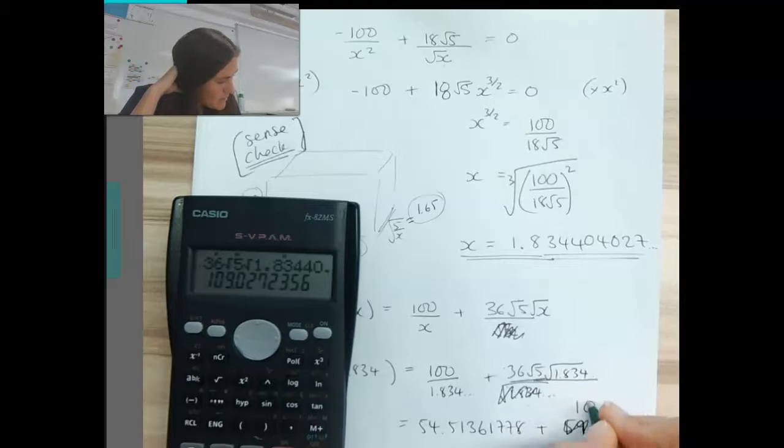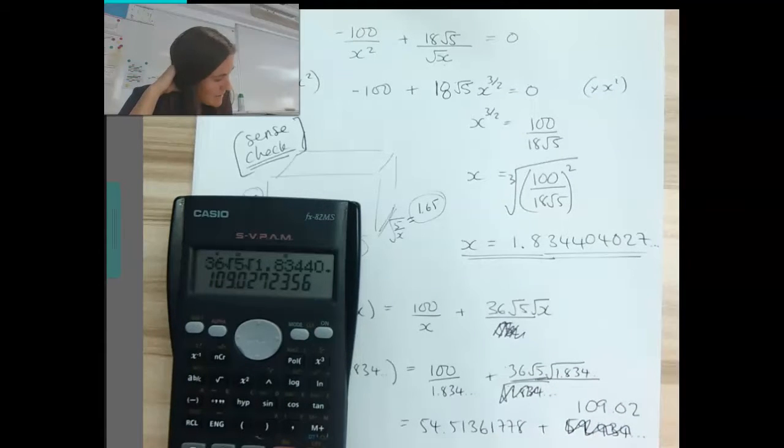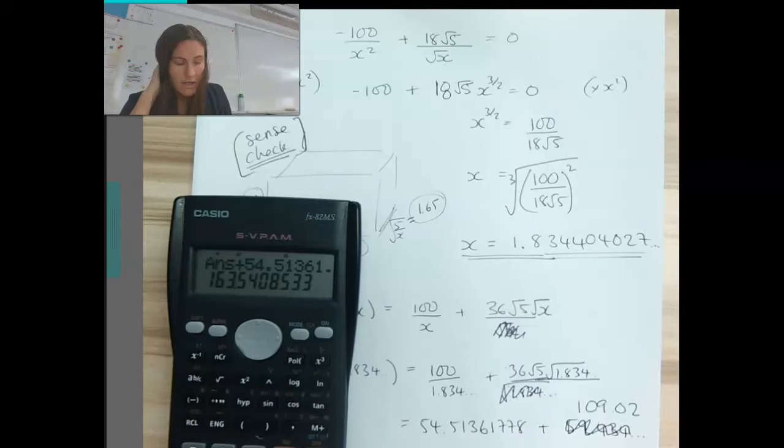This is 109.02, and then I'm going to add those two together to get 163.54. So we're asked to find it to the nearest dollar. So I'd get 164.